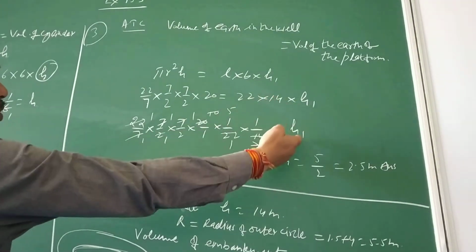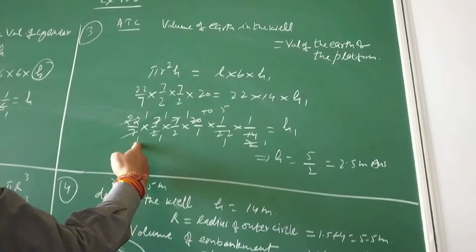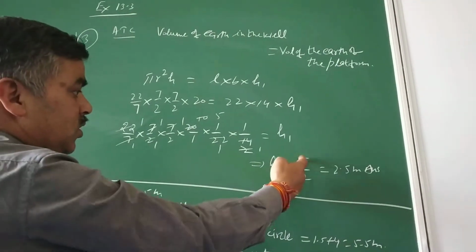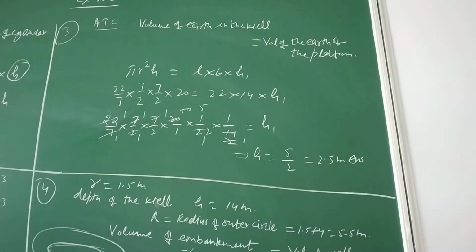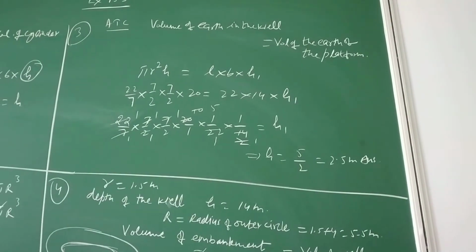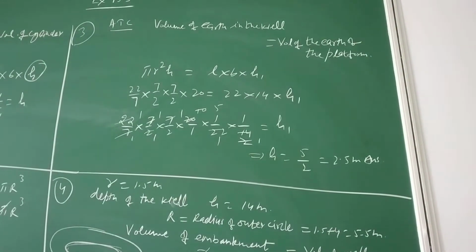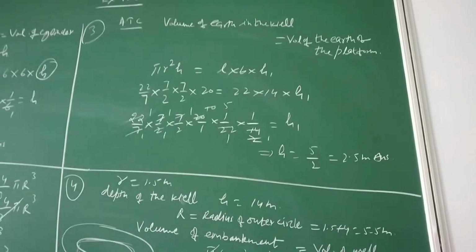And then h1 you make the subject, shift all these to this side, do the calculation, you will find somewhere the height of the embankment will come is equal to 2.5 meter. So that is all about your question number 3.